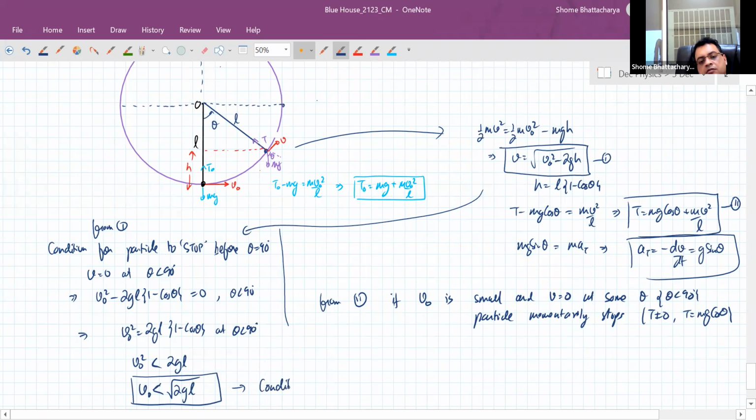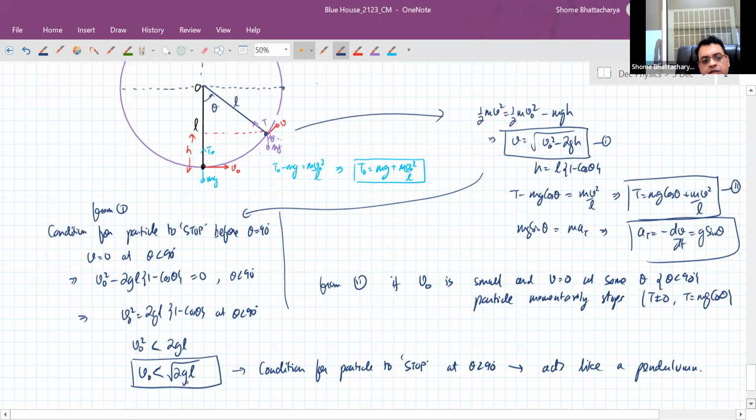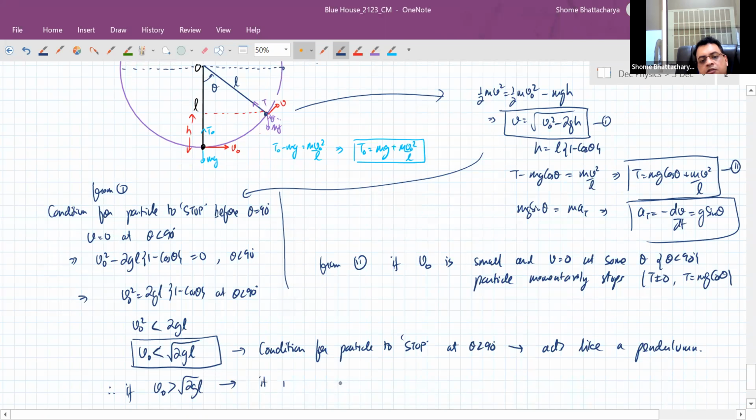This is the condition for the particle to stop at theta less than 90 degrees. So it acts like a pendulum. Now, on the other hand, from this we can also understand if V naught is greater than root 2gl, it will cross the theta equal to 90-degree position.